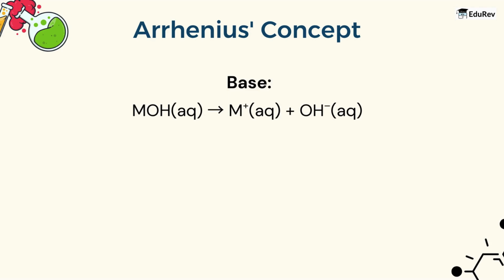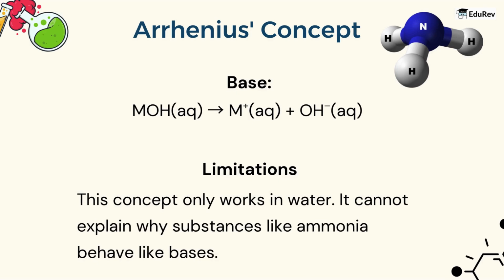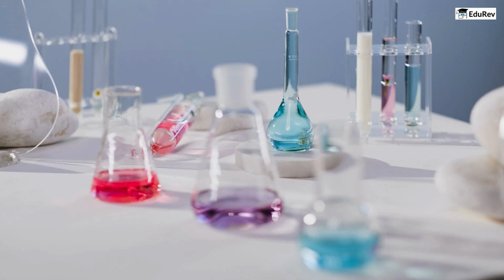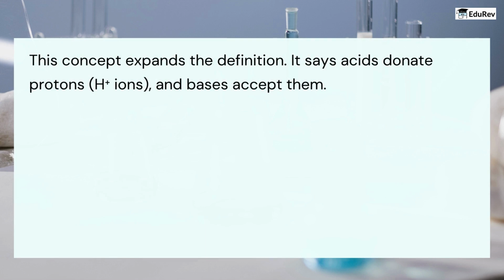However, there are limitations. This concept only works in water. It cannot explain why substances like ammonia, NH3, behave like bases, even though they don't have OH minus ions. Now, let's explore the Bronsted-Lowry concept. This concept expands the definition. It says acids donate protons, H plus ions, and bases accept them.